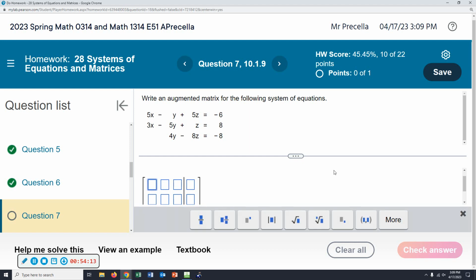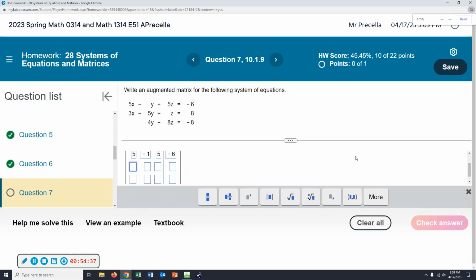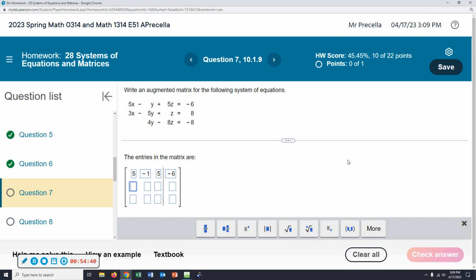5x. Okay, well, just 5. Just a 5. Don't put the X. Then a -1, and then a 0, -1. Oh, I'm going across. It's -1. And then a 5. Okay, I'll hit tab. 5, -6, equals -6. Okay. Maybe I'm going to make this a little bit smaller so maybe it'll fit better. Okay, there.